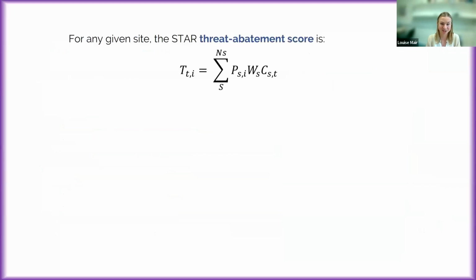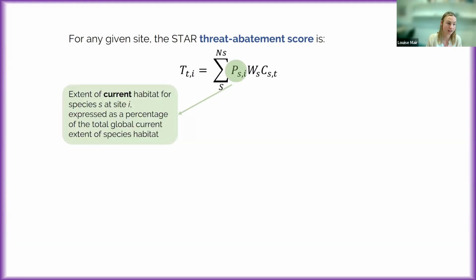Okay, so I have one slide with equations for those of you who like equations, but I do think it's helpful just to break down how those components fit together. I'm not going to spend lots of time on this though. For any given site, the threat abatement score is calculated by taking the extent of current AOH for the species at the site, expressed as a percentage of the total global current AOH. So this is the part that makes STAR scalable. It's telling you how much your site contributes in terms of the percentage of that species' global area of habitat.